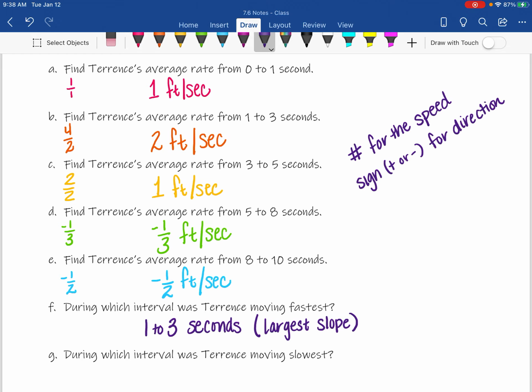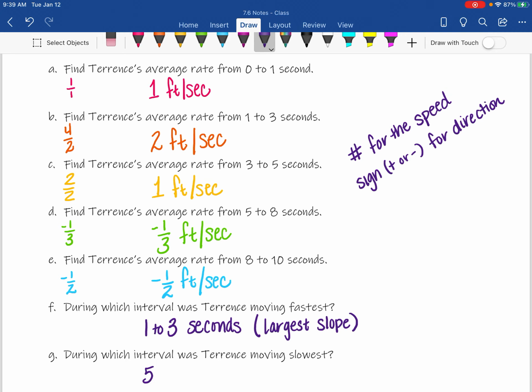I like to think about sharing food. If I really want to split a brownie with my friend who has a brownie and they're like, oh, do you want a third or do you want a half? I want a half because a third is smaller. So 1/3 is going to be a smaller speed than 1/2 foot per second.